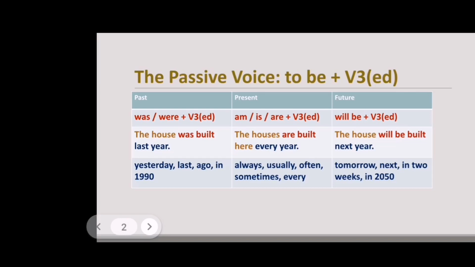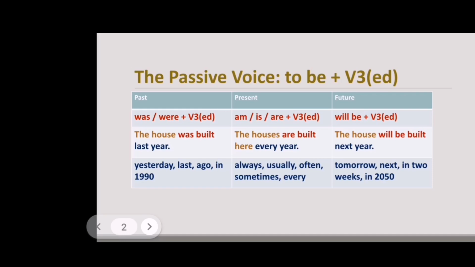To be for the past simple, was or were. So for the past simple, for the passive voice, the structure is was or were plus the third form of the verb or ending ed. The markers here are yesterday, last, for example, last year, last week, ago, 3 days ago, or in any year that passed, in 1990. Example, the house was built last year.